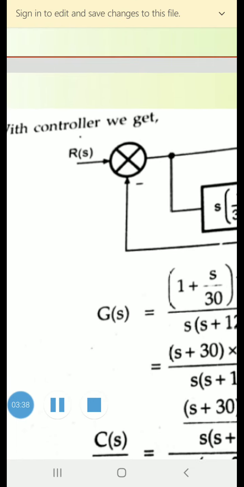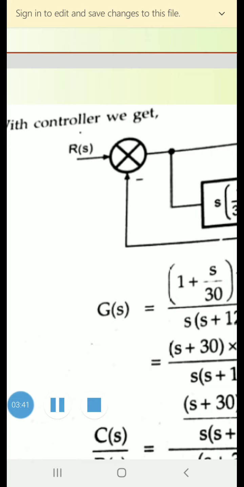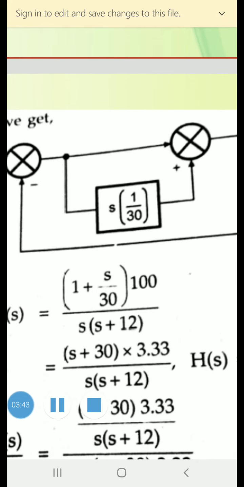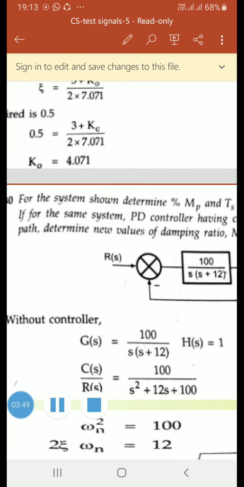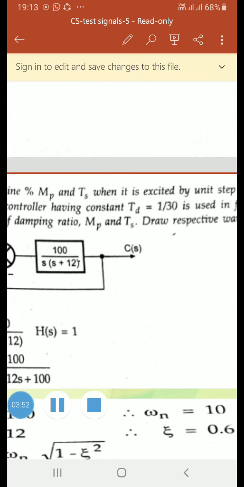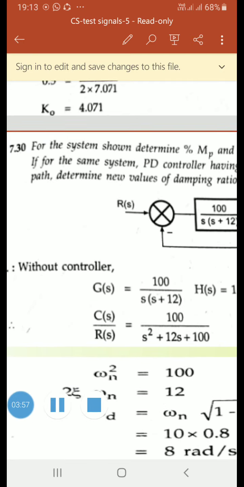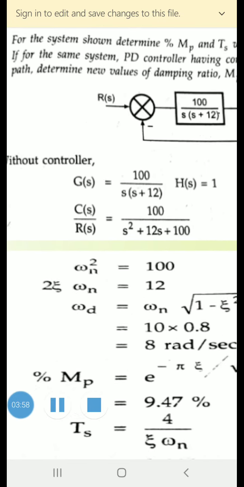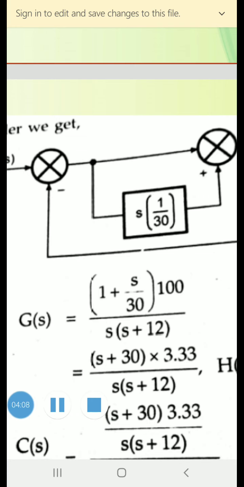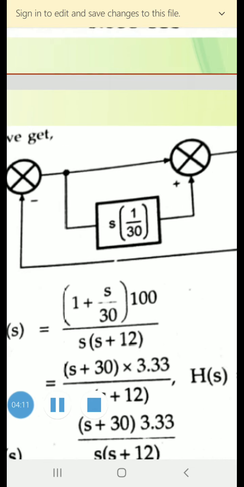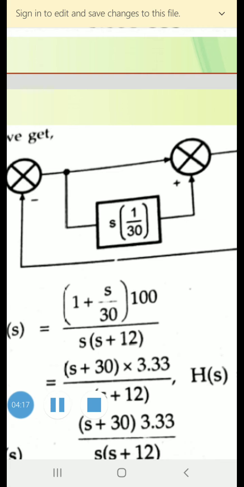We'll take with controller. So with controller what we will get? How much is the controller given in the statement of the problem? See here, if for the same system, a PD controller having constant TD equal to 1 by 30 is used in the forward path, determine the new values of damping ratio, MP and TS. Now this is a PD controller. So the PD controller must be placed in the forward path having TD equal to 1 by 30. So we have to make an arrangement by drawing with PD with TD 1 by 30.